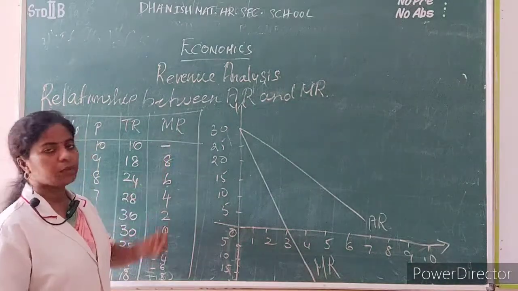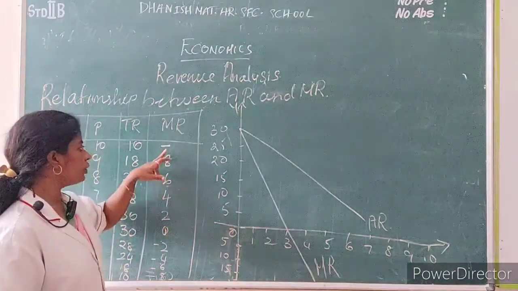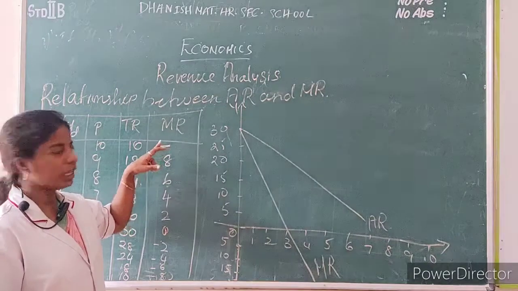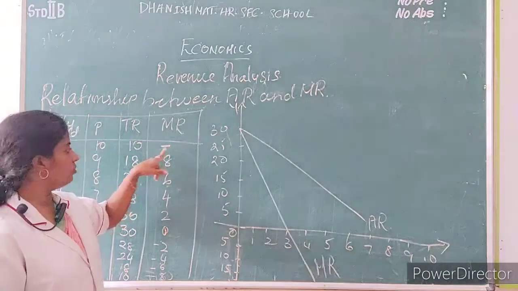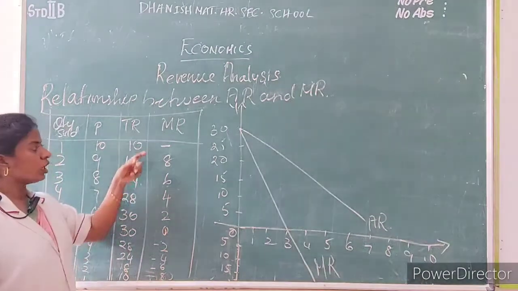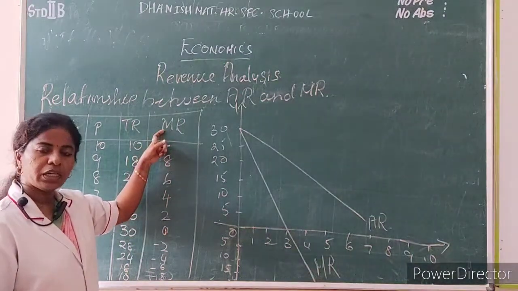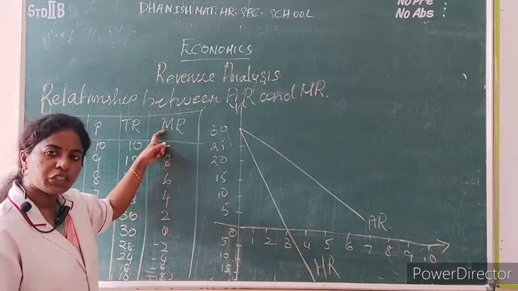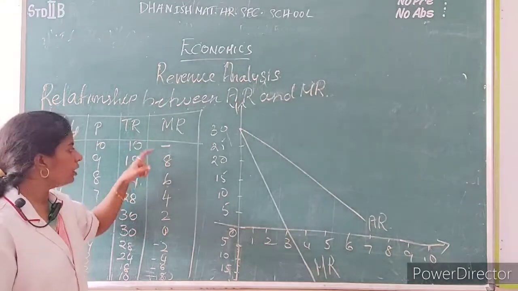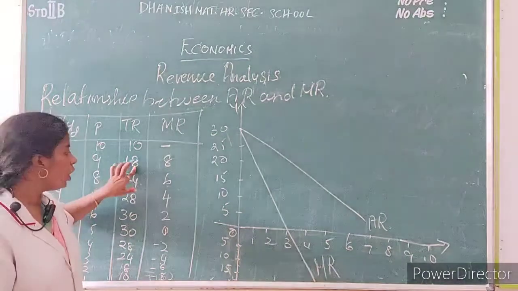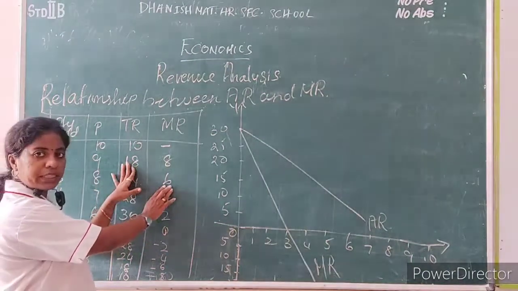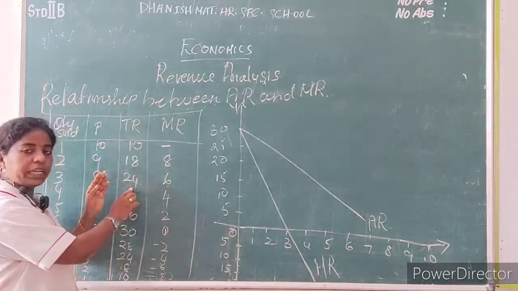So see here the marginal revenue. Initially nothing has been added, so the total is 10, and the marginal is nothing. Now what happens? The marginal additional revenue by selling an additional unit of output is 8. So what will be the total? It will be 18. Now additionally they have added 6. Now 18 plus 6, we will be getting 24.